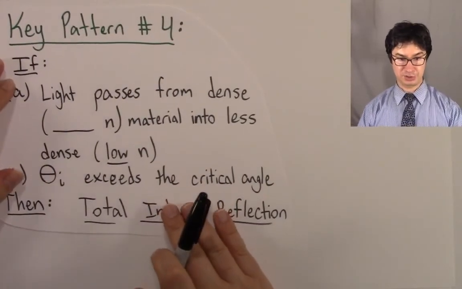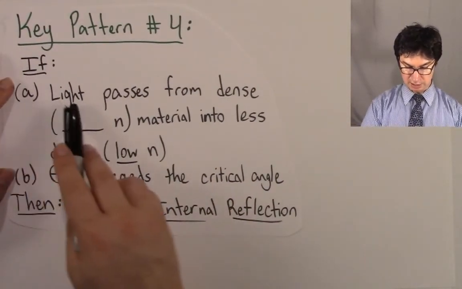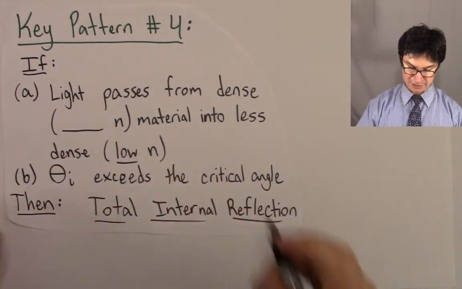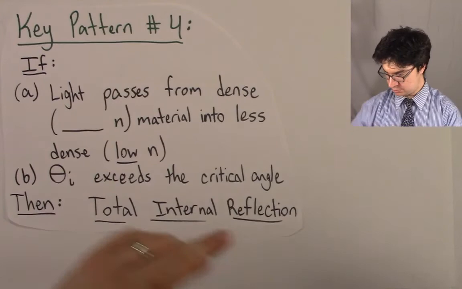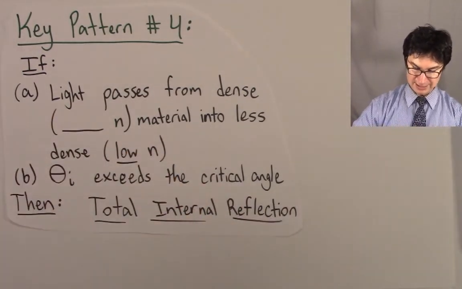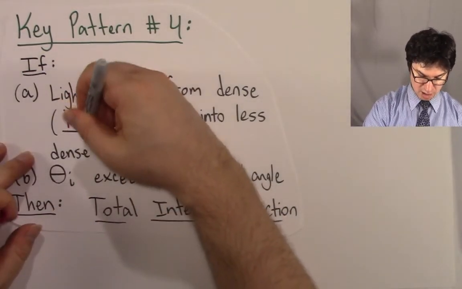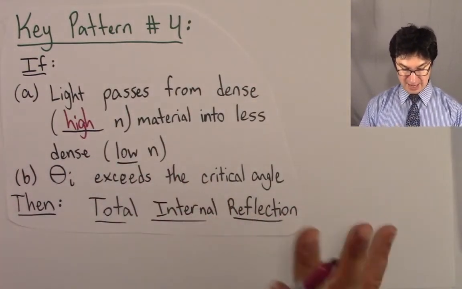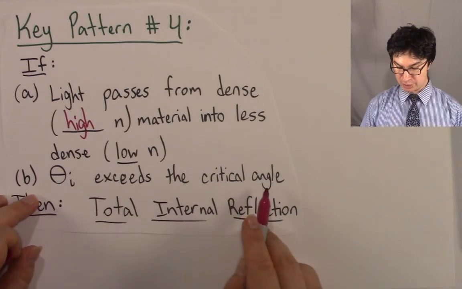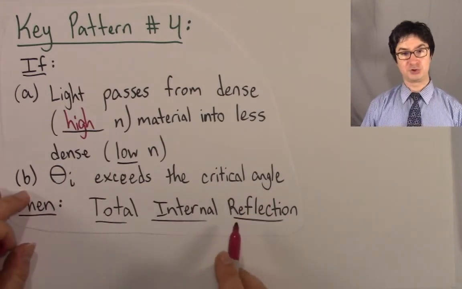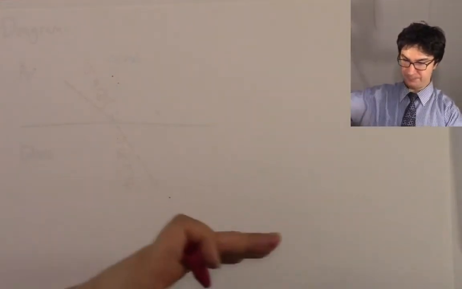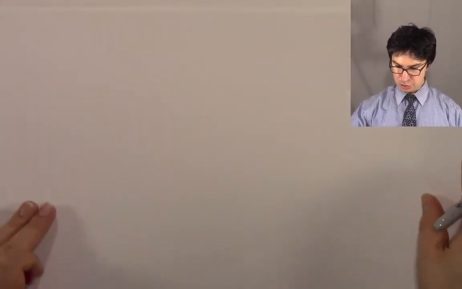If, these are the two conditions, if A, light passes from a dense material, a high N material, into a less dense material, a low N material, and if theta I exceeds the critical angle, then we have total internal reflection. Now, question is, how do you find the critical angle? Well, let's use a diagram.